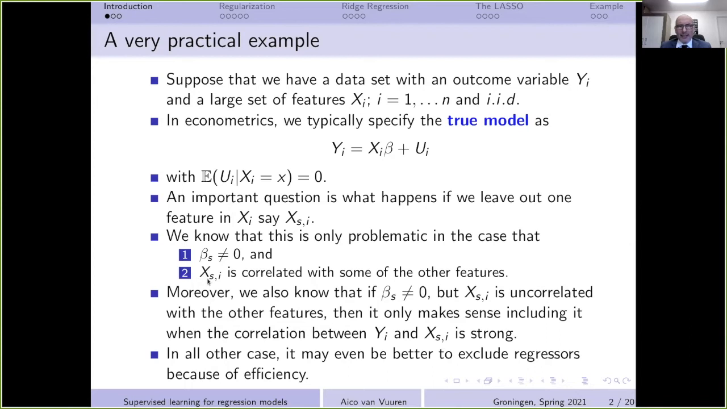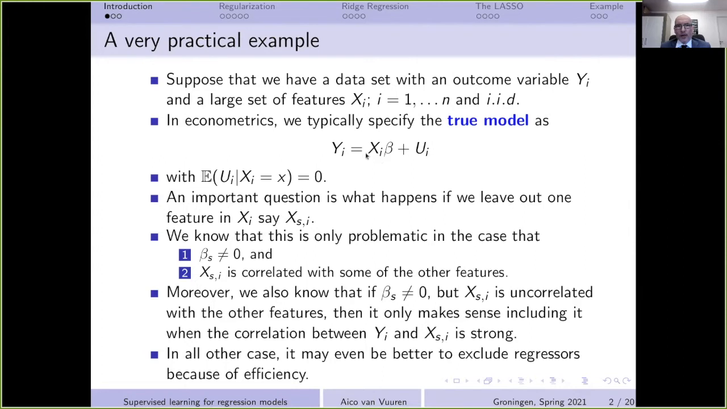But what in the case that beta S is not equal to 0, and XS is going to be uncorrelated with all the other features? Well, then the situation is a little bit more difficult. The reason is that if I leave my XS out, what is going to happen with respect to the variance that we have over here?